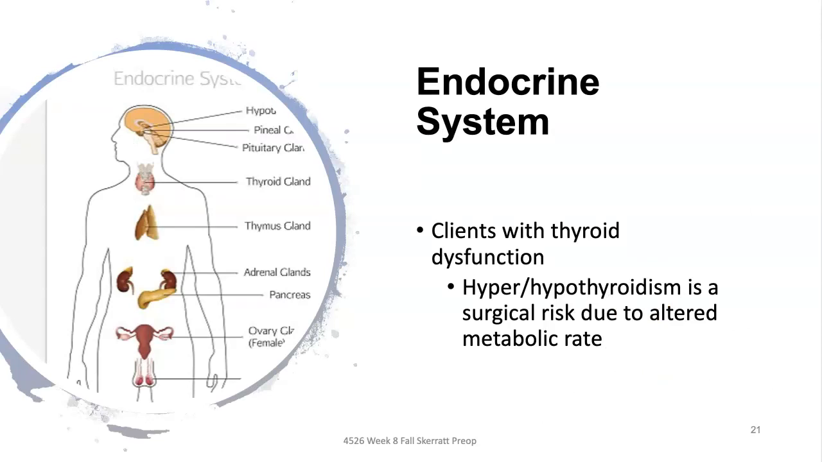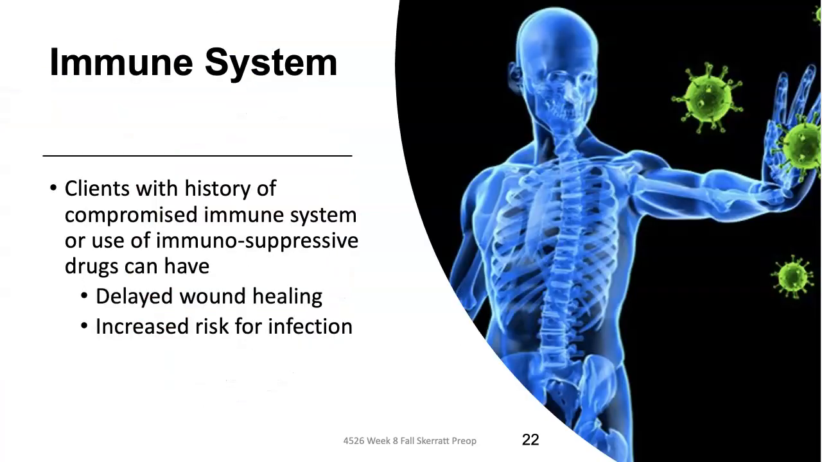Other parts of the endocrine system are the clients with thyroid dysfunction. So hyperthyroidism or hypothyroidism is a surgical risk due to altered metabolic rate. The immune system. Clients with a history of a compromised immune system or using any immunosuppressive drugs can have delayed wound healing and an increased risk for infection.